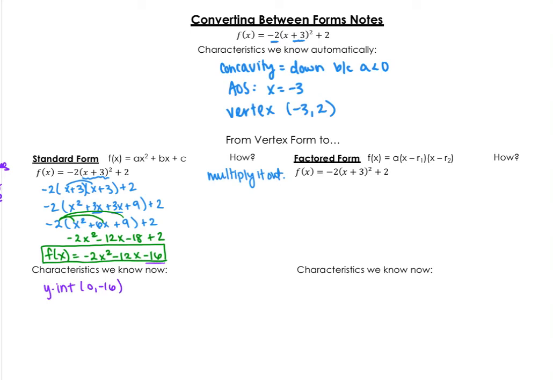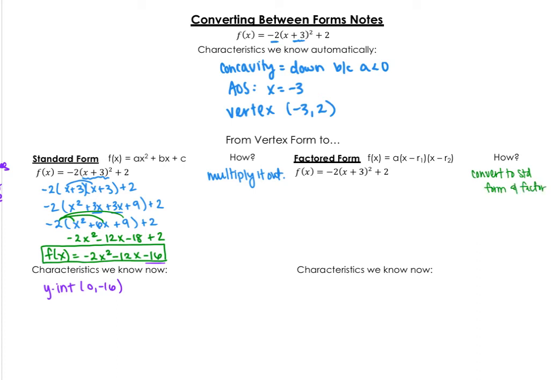All right, so now to convert it to factored form, there is no direct way that you can go straight from vertex form to factored form. What you have to do is go from vertex form to standard form, and then you're just going to factor it. So in order to convert from vertex to factored form, you have to first convert to standard form, and then factor.